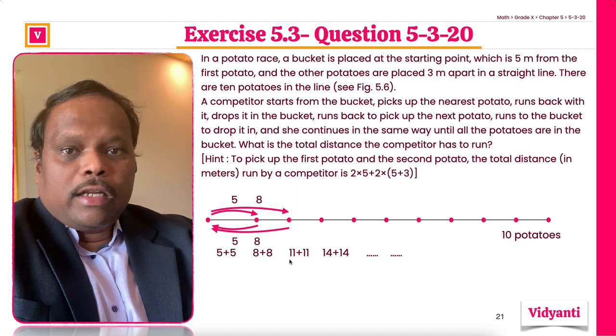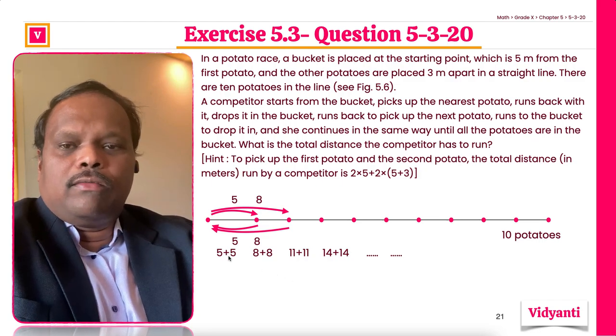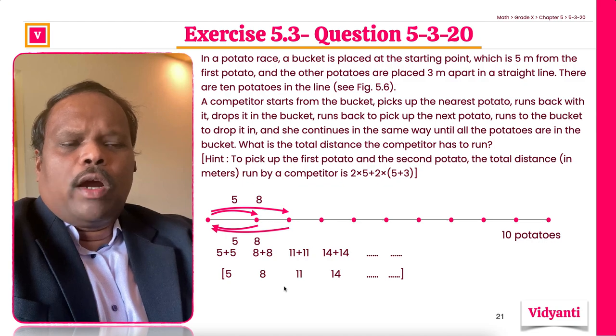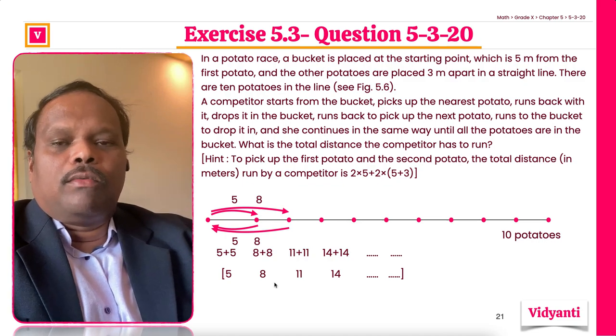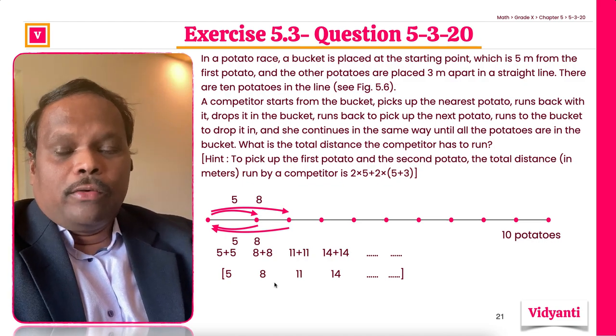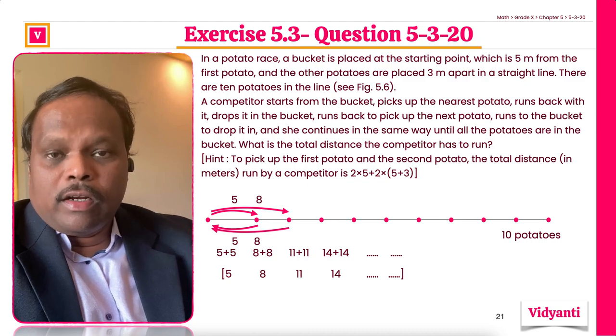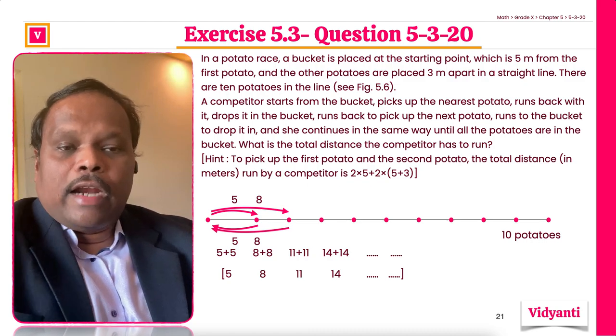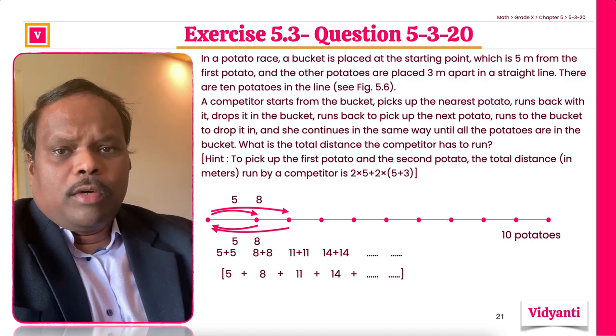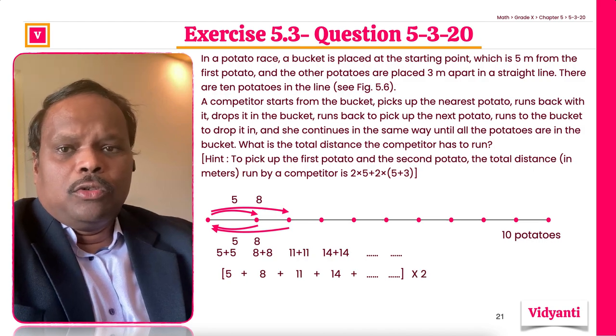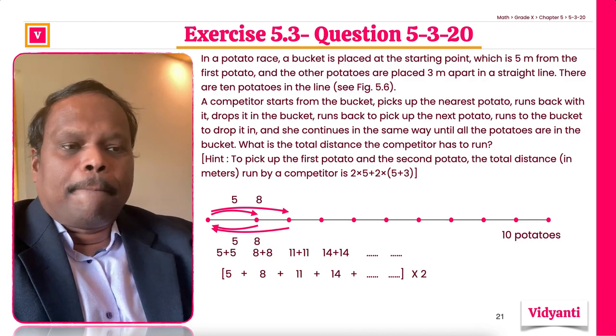Ultimately, we have to add these numbers. So what I recommend is, rather than adding 5 plus 5, 8 plus 8, why don't we just take only one number from each? So let's take 5, let's take 8, let's take 11, and so on. And let's add them together. And whatever number we get, we will simply multiply by 2 because each number is appearing twice.